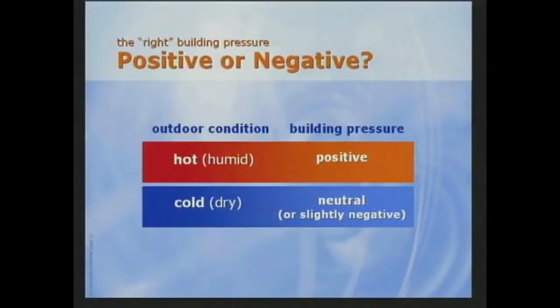So should the building be controlled to be slightly positive or slightly negative? Well, that depends on the weather. When it's hot and humid, most designers agree that building pressure should be slightly positive. Exfiltration prevents humid air from leaking into the building envelope. When it's cold and dry, many designers agree that building pressure should be neutral or even slightly negative. Infiltration keeps moist indoor air from leaking out through the building envelope.